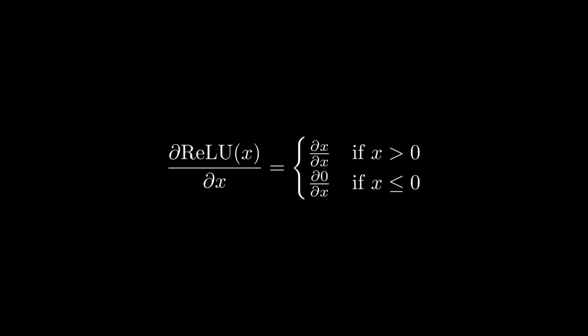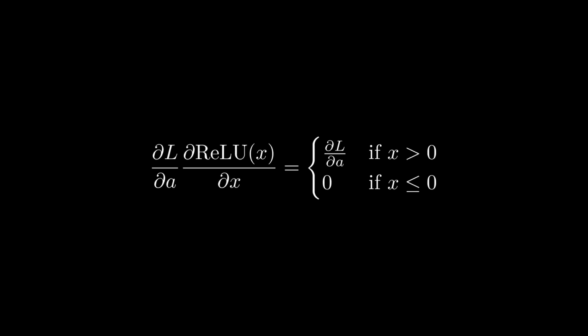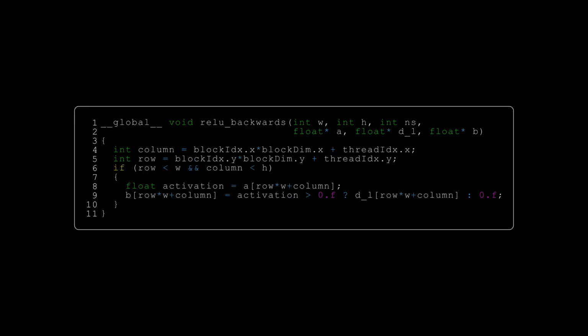To finish our backpropagation, we now need to be able to backpropagate through a ReLU function. And it is simply just 1 if x is greater than 0, and 0 otherwise. In order to backpropagate that, we need to multiply everything by the result of our previous step. And that's it. When we add this kernel to our arsenal, we can stack them infinitely to backpropagate through as many layers as we want.